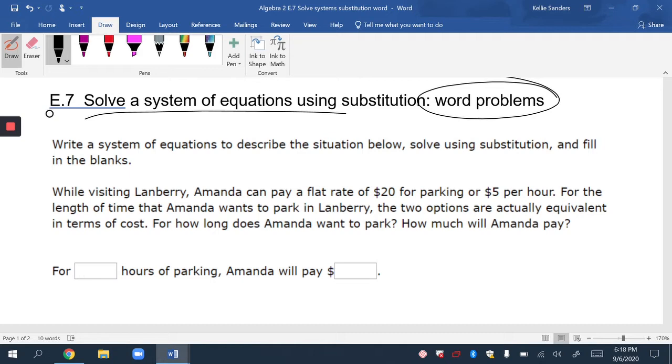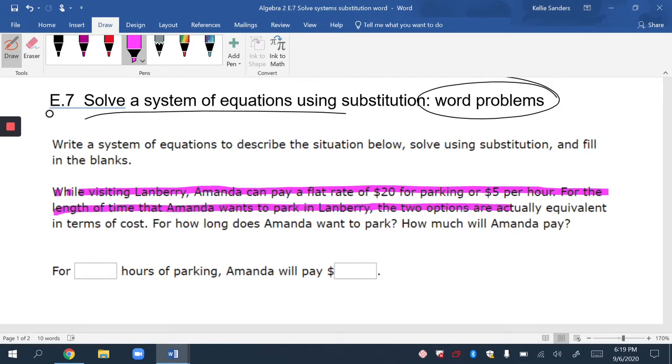So, write a system of equations to describe the situation below. Solve using substitution and fill in the blanks. While visiting Lanberry, Amanda can pay a flat rate of $20 for parking or $5 per hour. For the length of time that Amanda wants to park in Lanberry, the two options are actually equivalent, which means that they are equal in terms of cost. For how long does Amanda want to park? How much will Amanda pay?